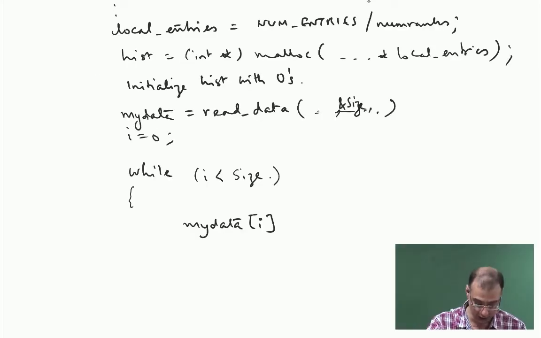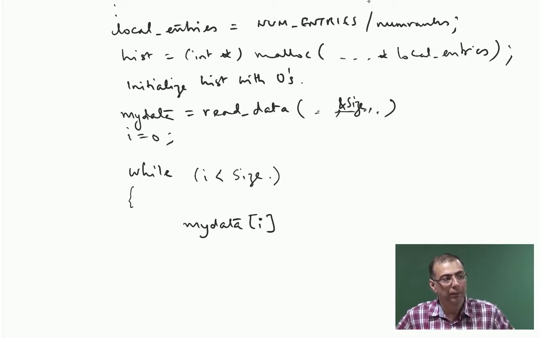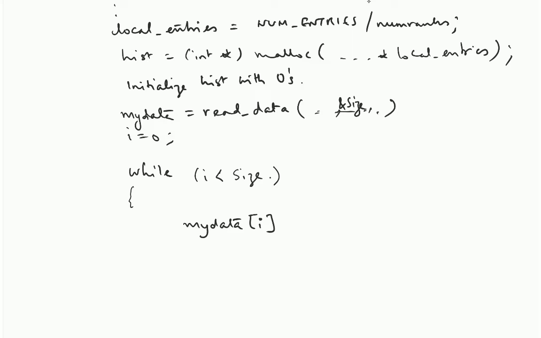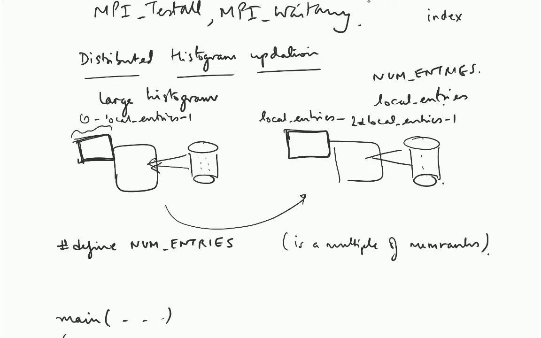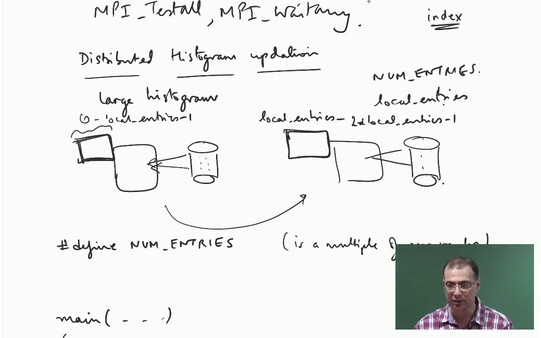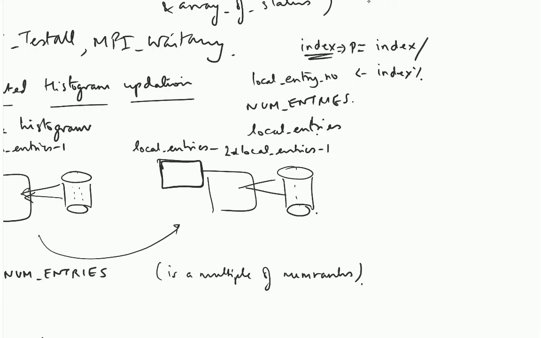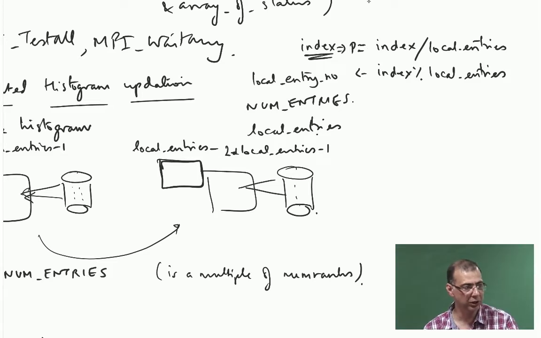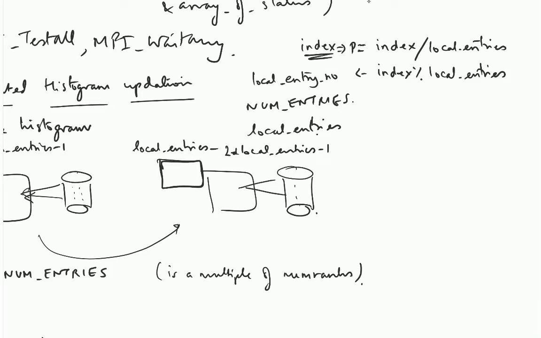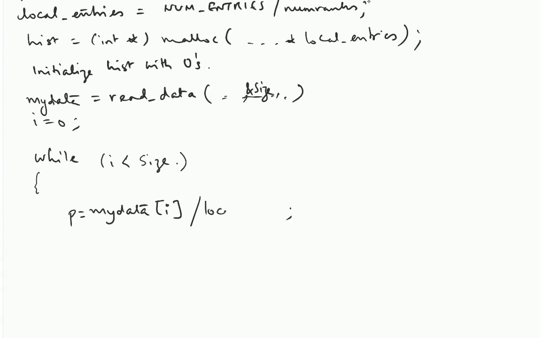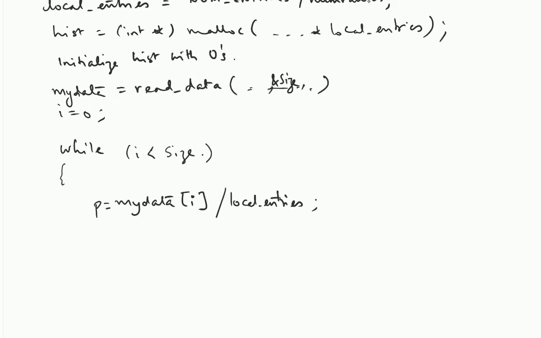So in this case, I am going through my data sequentially. In the ith step, I am looking at the ith element of my data array. Now where do I send this? Where is this supposed to go? How do you check where this index lies? If I am given a particular index and I am told to increment this index by 1 because I have just seen this index, how do you figure out where this resides? If you divide index by local entries, the quotient gives you the processor on which it resides, and if you take the remainder, it will tell you the entry number in that local table. So we divided by local entries, that gives me the processor, and now I know where to send it.